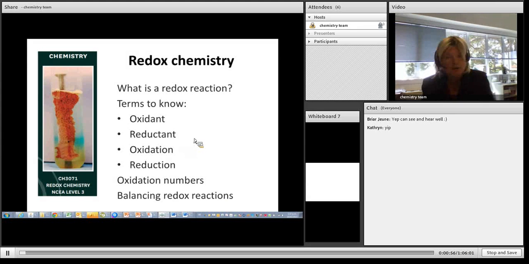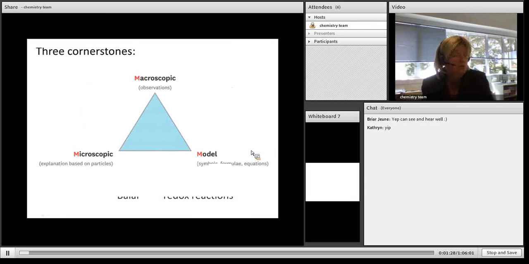So just to make sure you're clear what we're going to cover in this lesson, we're going to look at what is a redox reaction. Hopefully you'll remember from last year, because this was also done at level 2. In fact, all of this, except for the very end, is level 2 stuff. We're going to look again at what's an oxidant, a reductant, oxidation, reduction, they sound very similar terms, oxidation numbers, and then we're going to balance some redox reactions. So let's have a look, and hopefully it's going to work.